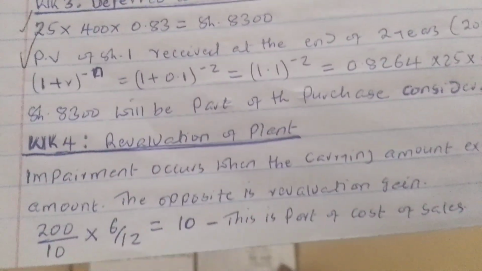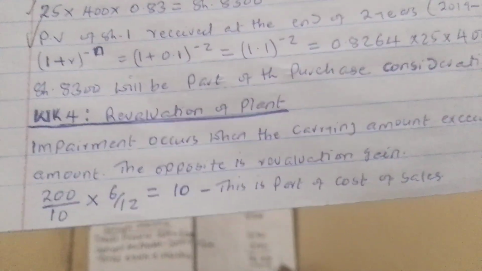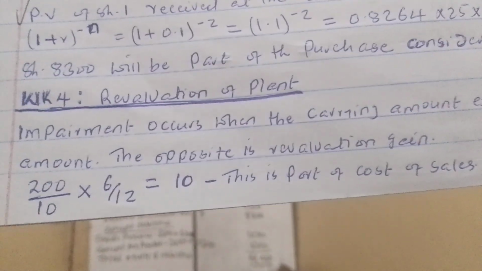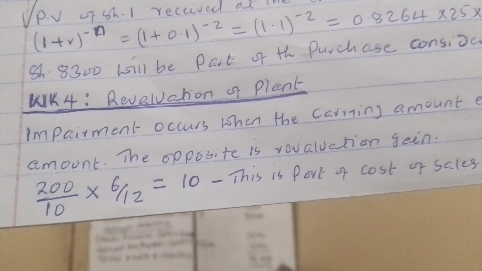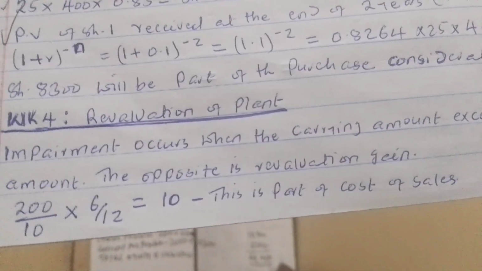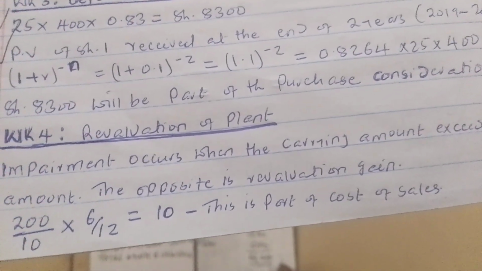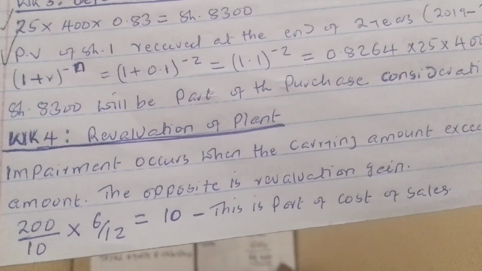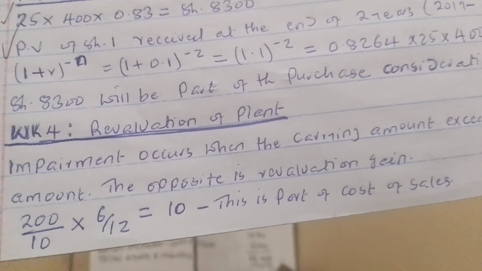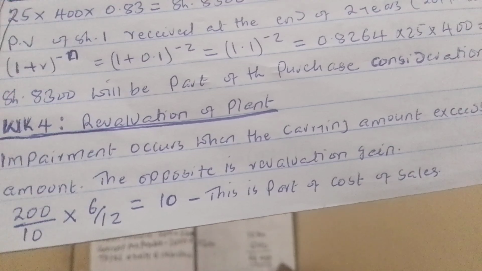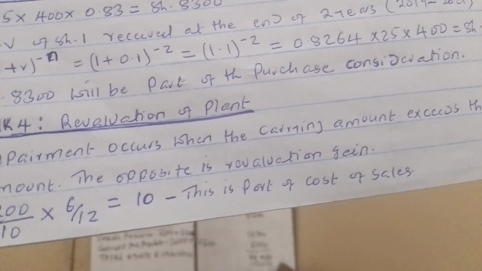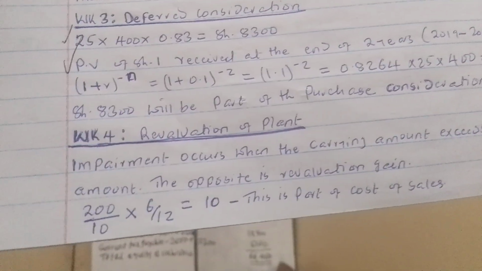That is why we are taking 200. We are taking 200 over 10 because the expected life is 10 years. We get depreciation per year, which is 20. 200 over 10 is 20. Then for this year, which we are preparing the books of accounts for, we are only interested with the 6 months. So you multiply by 6 over 12, you get 10. And you are told this is part of cost of sales. So that 10 is very important.